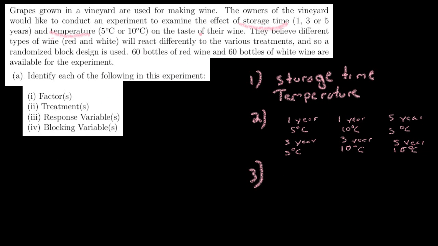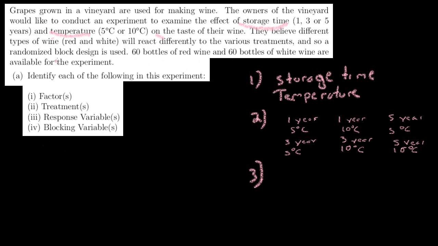The idea is the storage time and the temperature are the explanatory variables. These are the influential factors that are going to modify the taste of the wine. That is all that is going on in this experiment. They're trying to improve the taste of the wine or affect it in some manner. Now, what are the blocking variables?